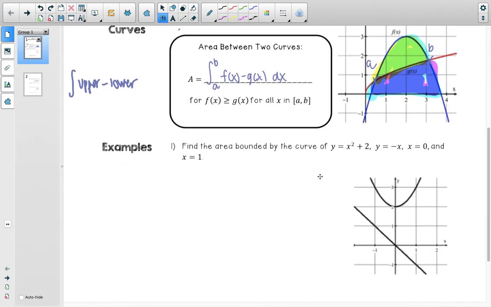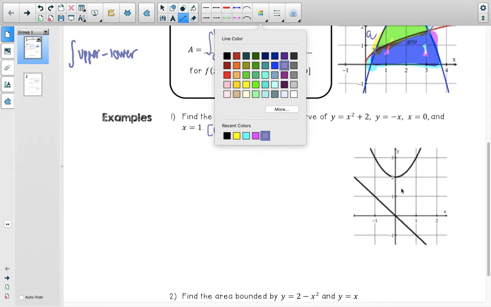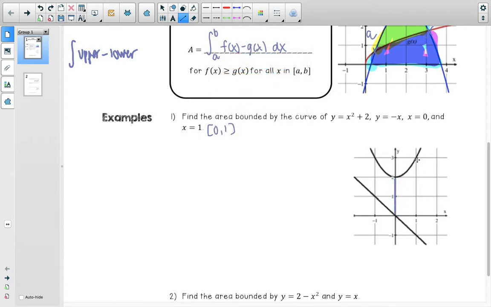So, example 1, find the area bounded by the curve of y equals x squared plus 2, y equals negative x, and you're going from 0 to 1. So another way to write that x equals 0 to 1 is like this. So we're stuck between here and here. Now, I'm not going to be able to draw a very good picture, so I'm going to cheat and use the line tool because I can. So you're bounded from here to here. So we want to find this area, okay?